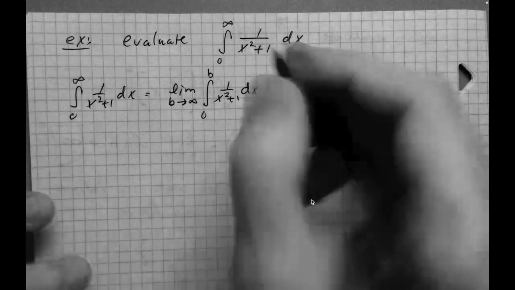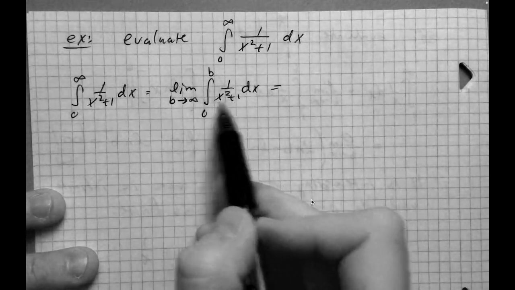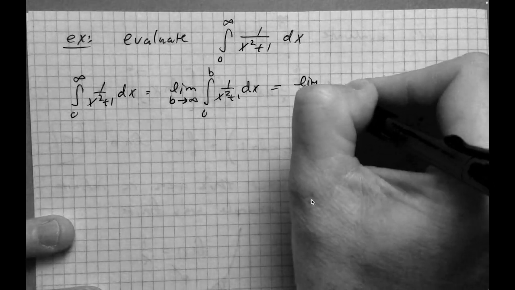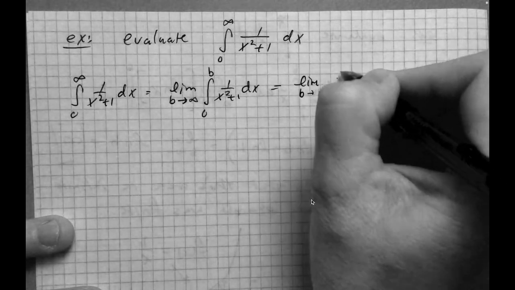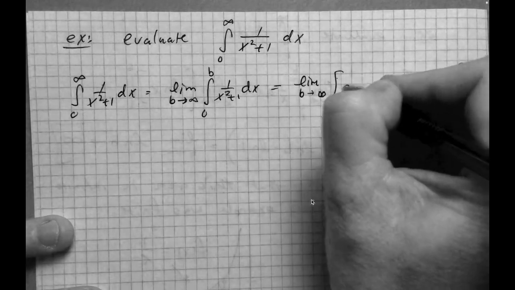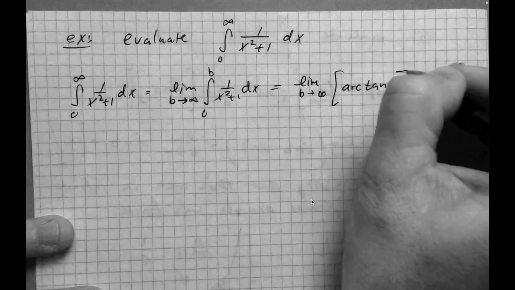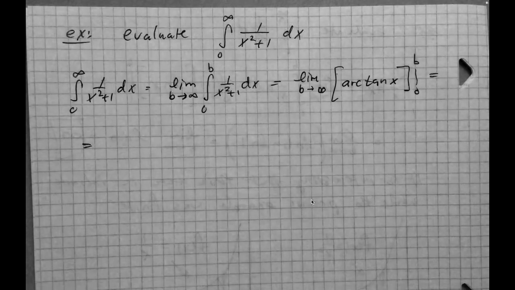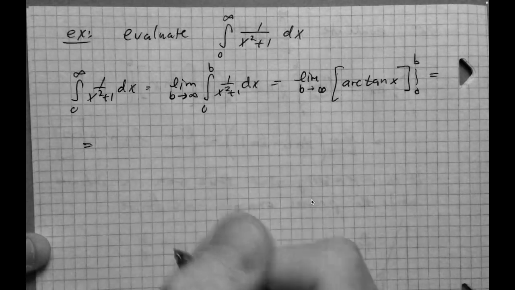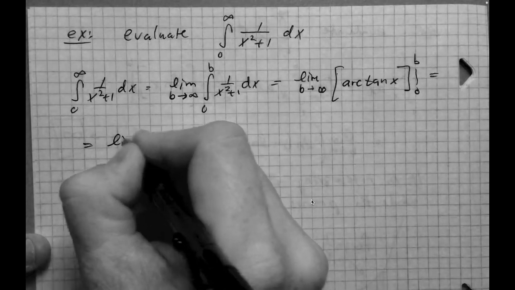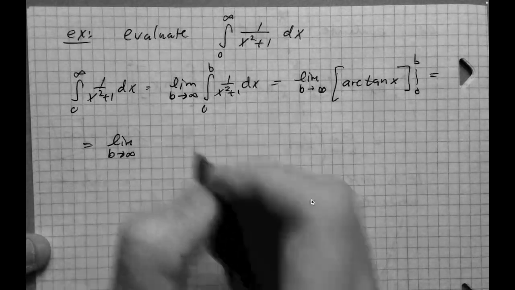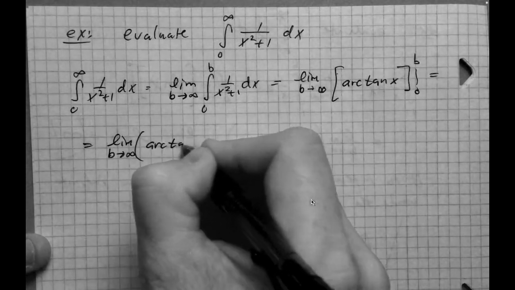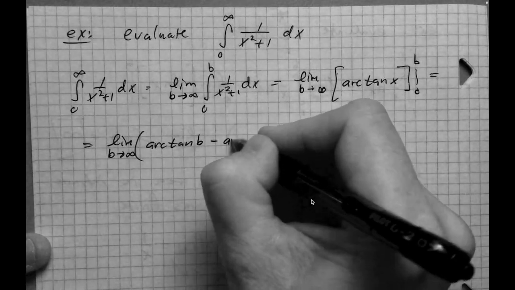Now, what is this integral? Well, this is u squared plus a squared, isn't it? 1 over u squared plus a squared. So that means this is the arctangent, right? So this is arctangent of x from 0 up to b. Okay. And so this would be the limit as b goes to infinity of arctan of b minus arctan of 0.